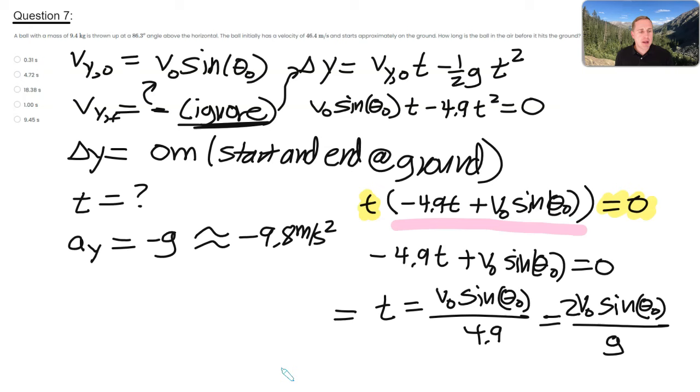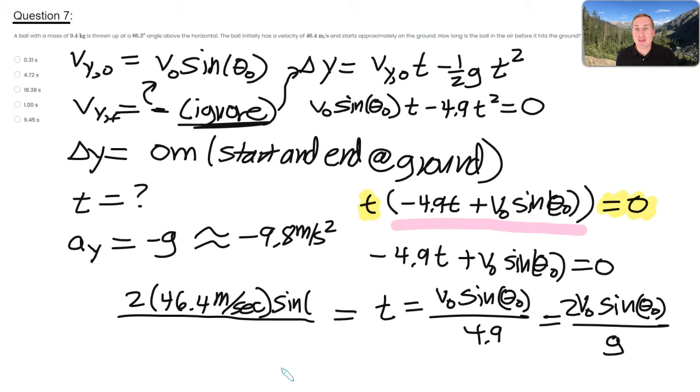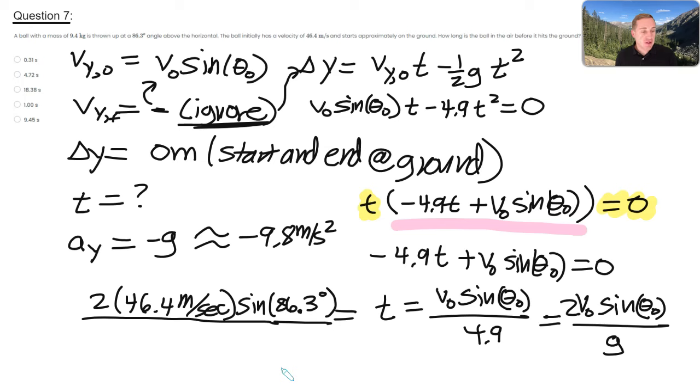But anyway, let's go ahead and put the numbers in. So I think we have just this. So it'd be 2 times the initial velocity, which was 46.4 meters per second. We're going to multiply that by the sine of the angle. That's sine of 86.3 degrees. And then let's divide that by g. So divide that by 9.8 meters per second squared.